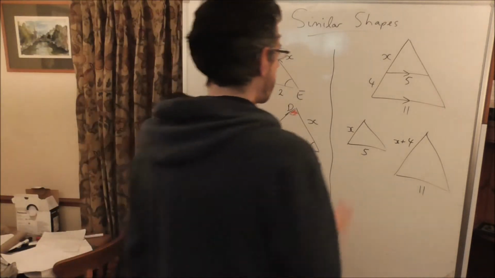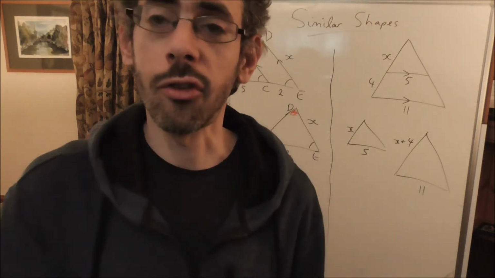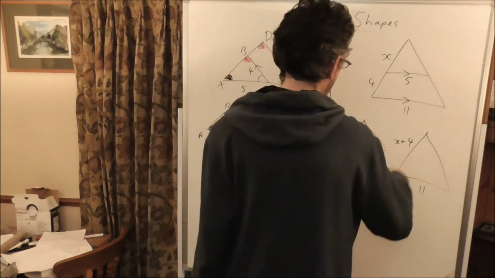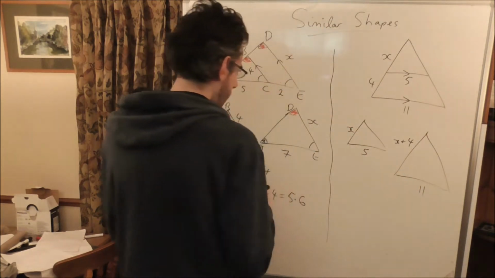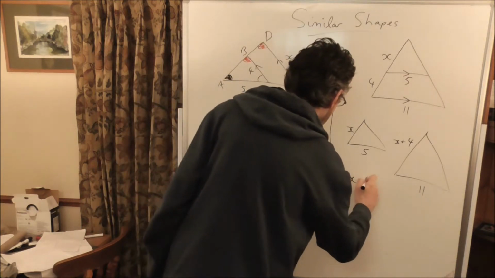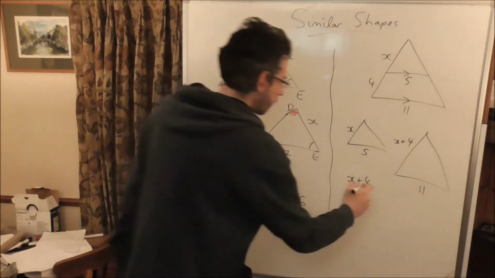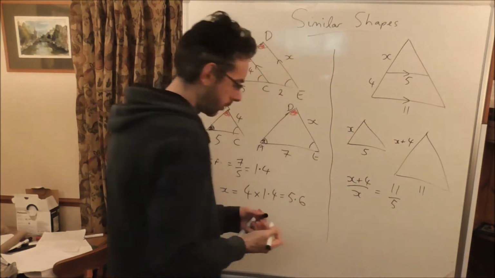Remember, these two triangles are similar, which means that every pair of corresponding sides have the same scale factor, in the same ratio. So we can say that that divided by that equals that divided by that. So x plus 4 over x, which is the ratio of these two corresponding sides, has got to be the same as 11 over 5. We know that because the two triangles are similar.